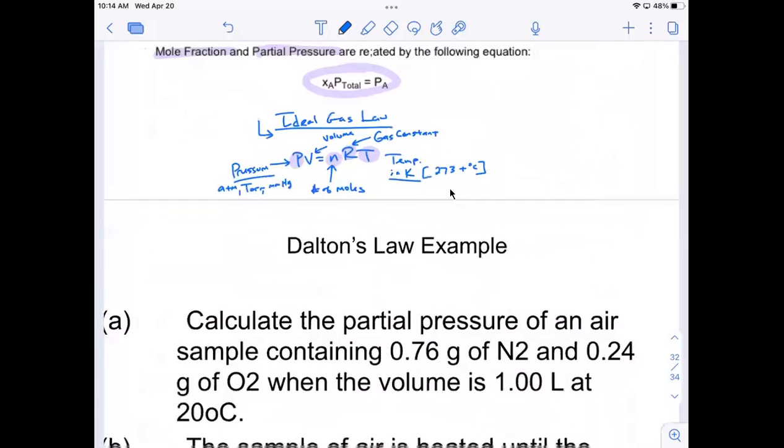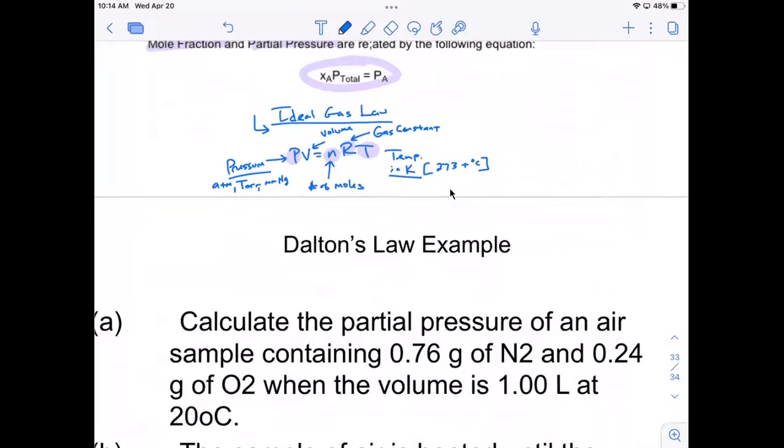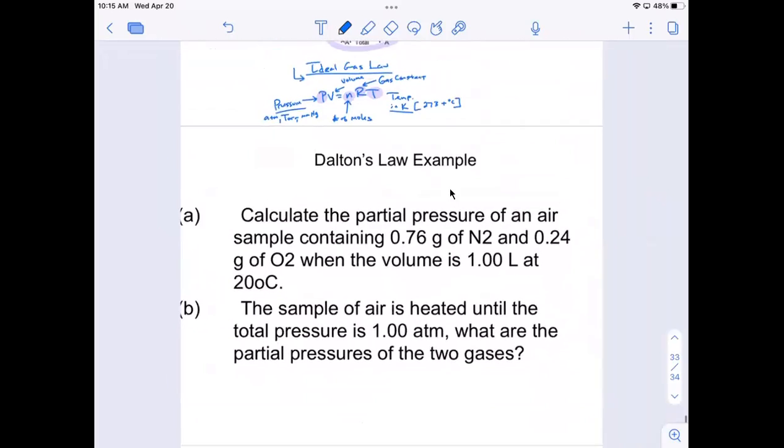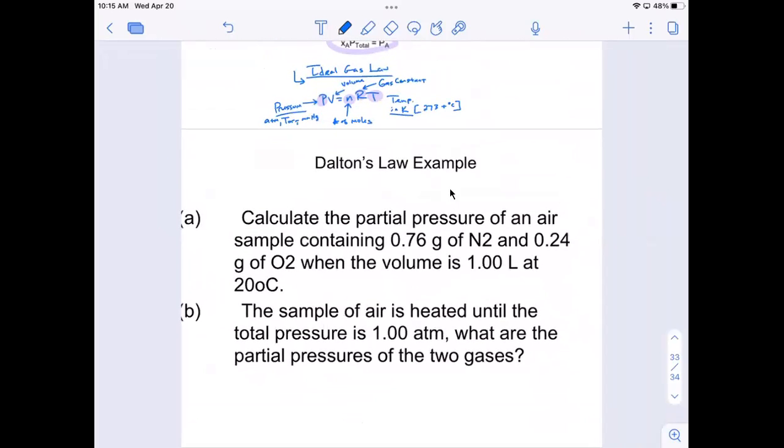With the ideal gas law and Dalton's law, what we assume is that the volume is negligible. We assume that gas particles have the same size, that they move randomly, and that every time the gases collide, there's no energy loss. But what I want to do is take this and apply it. Let's take the Dalton's law example first, and then we're going to do some ideal gas law example questions.